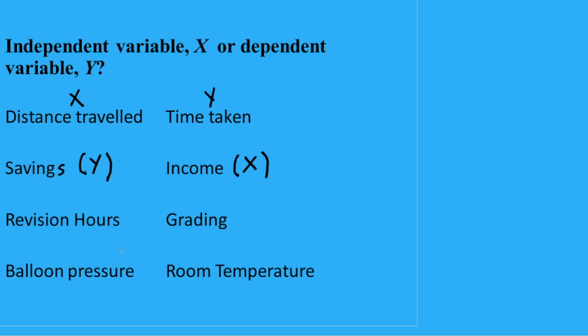Next, we have revision hours and the grading that we receive. And usually, the grading that we receive from our lecturer depends on the number of hours we put into revising. So the grading would be Y, depends on revision hours X. And next, we have balloon pressure and room temperature. Of course, the pressure depends on the temperature.